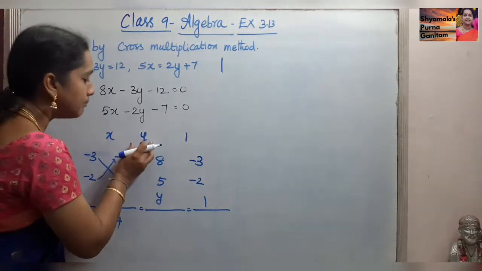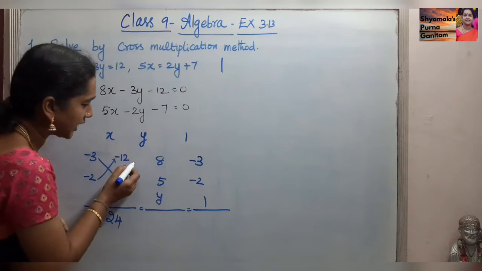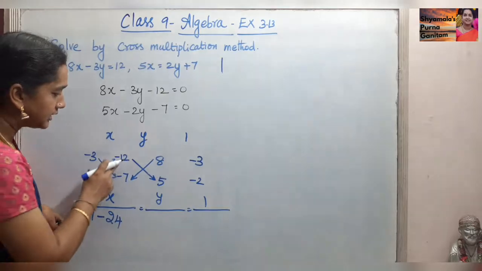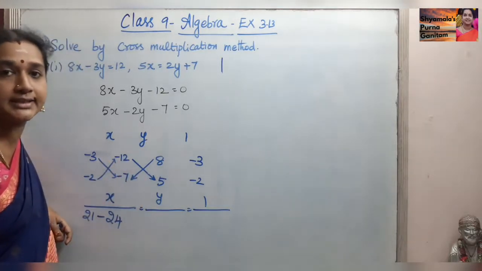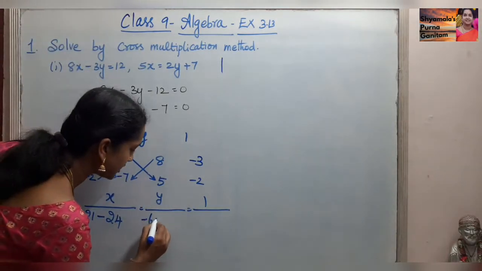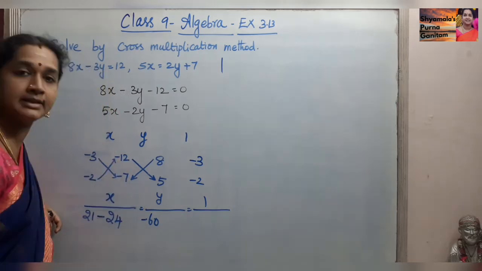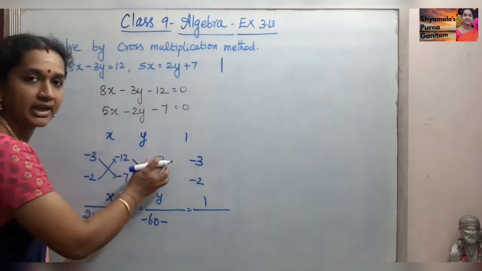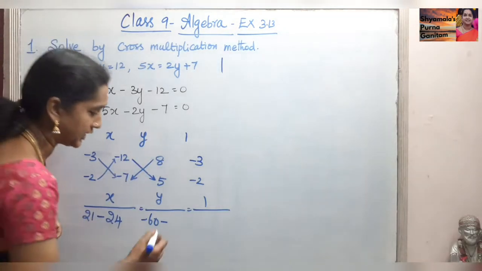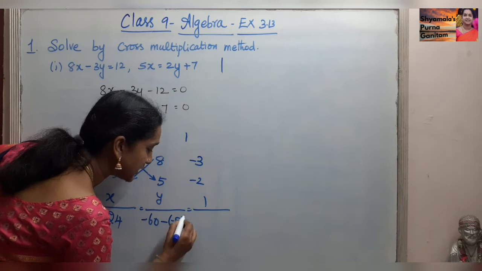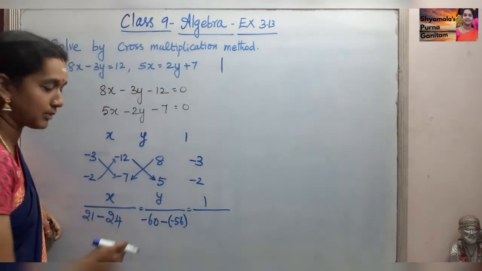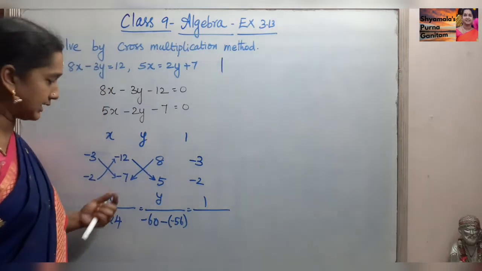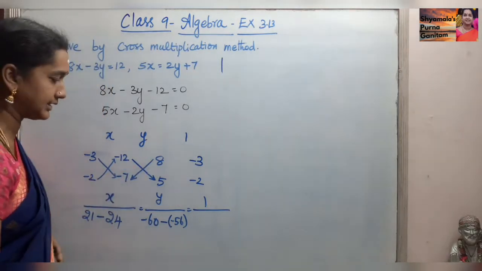Then below this y we will cross multiply these two things, then we will subtract. That is minus 12 and 5: 12 5s are 60, minus 60. Since the minus term is here, minus 60. Then 8 7s are 56, so minus 56 we will write. Then one more minus sign for this multiplication, 8 and 7.